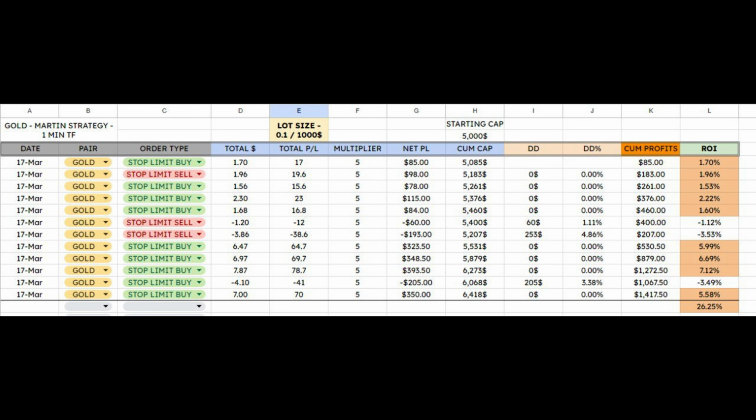Before we move on, let's see the results on Martin Trade Journal, where we have calculated $1,000 per 0.1 lot of gold. So with $5,000 we trade with 0.5 lot, and these are the results where you have a fabulous 26.25% ROI and cumulative profits of $1,417 in a single day, and these types of trendy days appear 30% of the time, which boosts your equity curve higher.